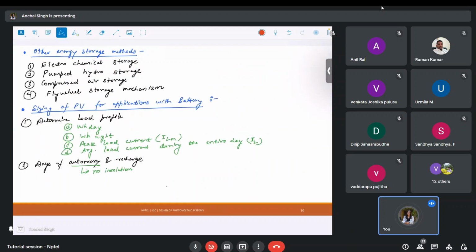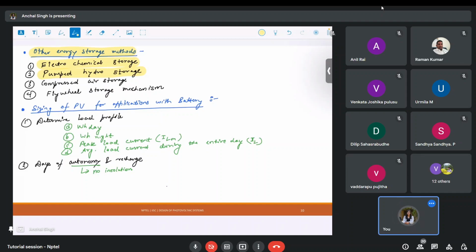So next, there are other energy storage methods apart from just the electrical battery. So electrochemical storage takes battery into account. So battery is the subvertical of electrochemical storage. Then another could be pumped hydro storage. In pumped hydro storage, what we do is we use the energy from solar PV in order to drive the pump. That pump stores the water in an overhead tank.